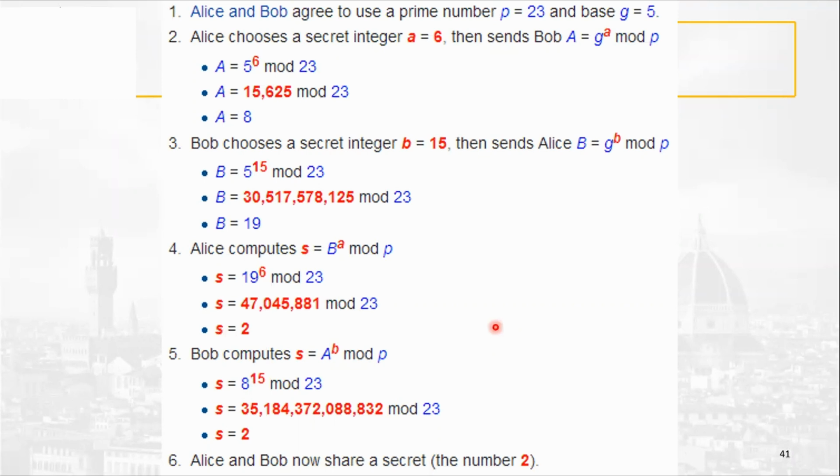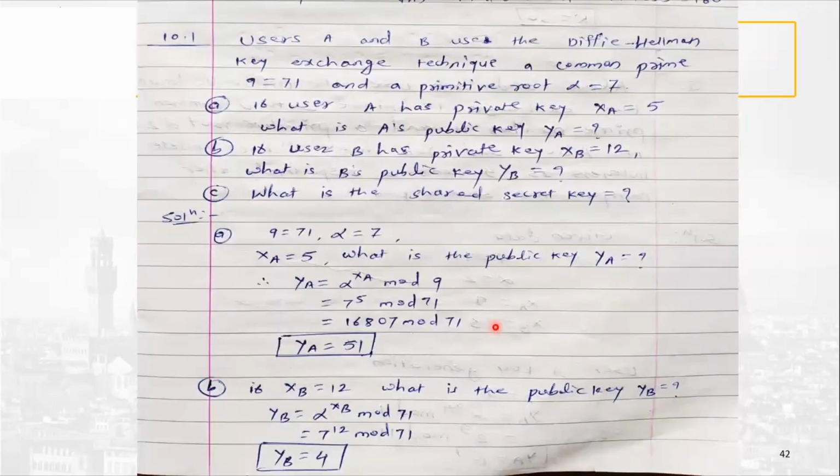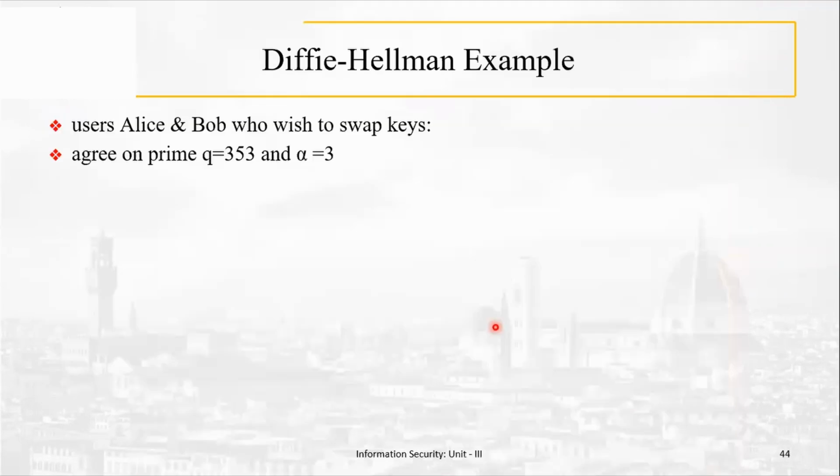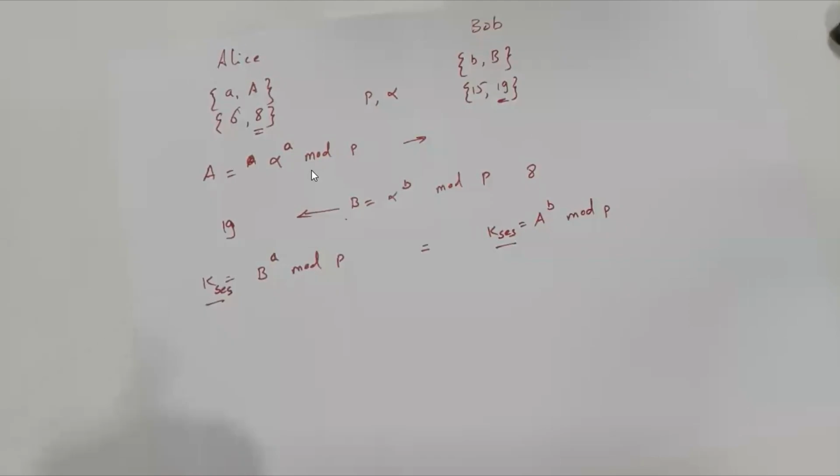Okay, so we'll go for the next example. Can you please solve this example? The prime number q is 353 and alpha is 3. So instead of p you have q here.